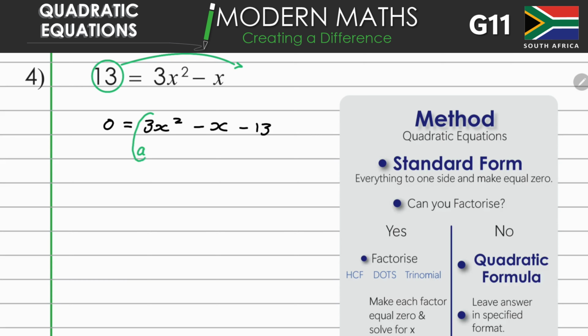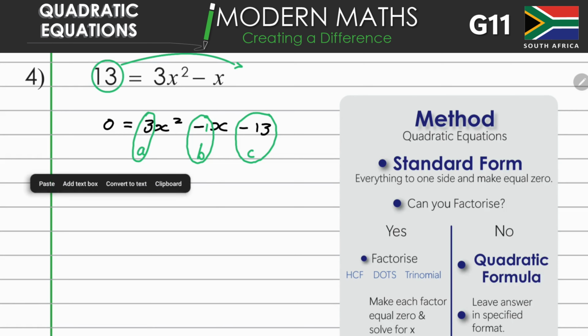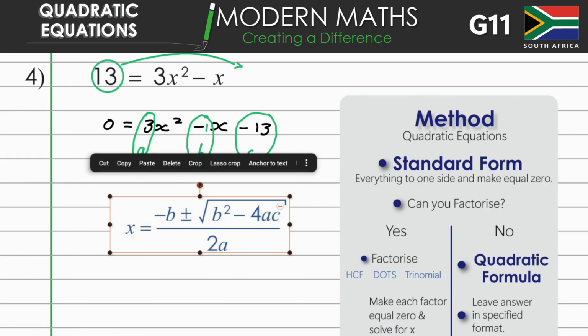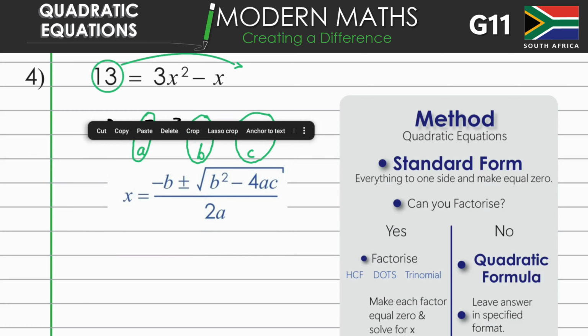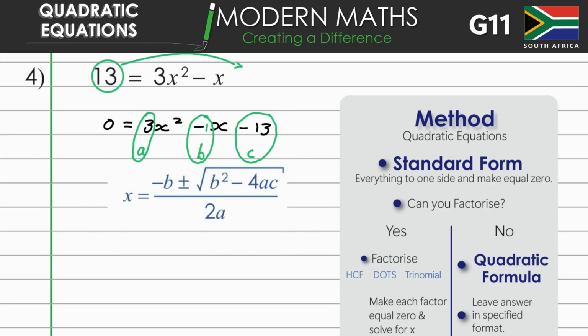Now the formula should be given on your formula sheets. You shouldn't really be required to know it off by heart, so it should be given to you. Before I use the formula, I need to know my a, b, and c values. So I like to highlight them like this. It just makes subbing into the formula quite a lot easier. Right, so let's grab the quadratic formula: negative b plus minus the square root of b squared minus 4ac all over 2a.